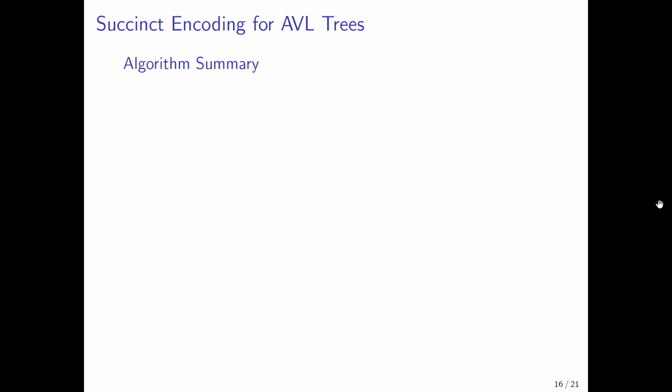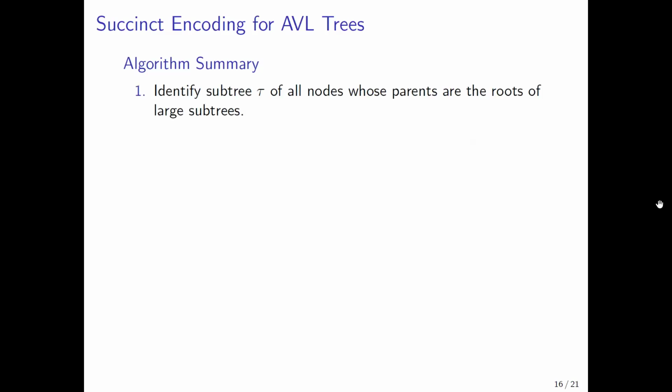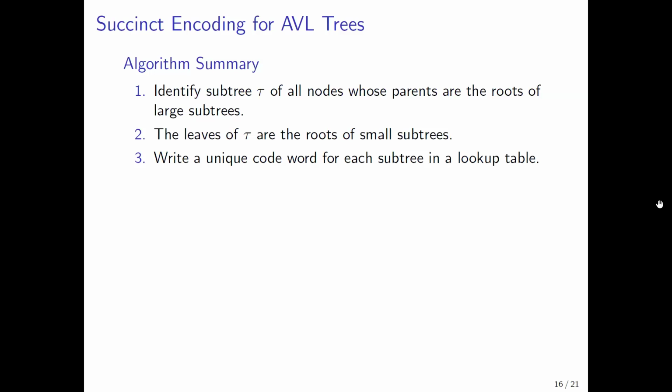So now, just to summarize what our algorithm is, we start with subtree tau, and we can write that down using our regular succinct encoding because it's a small subtree. Then we'll write down the leaves of tau, which are the roots. We'll write down the subtrees, the shapes of the subtrees. And then we'll store tau, the lookup table, and the code words in order.